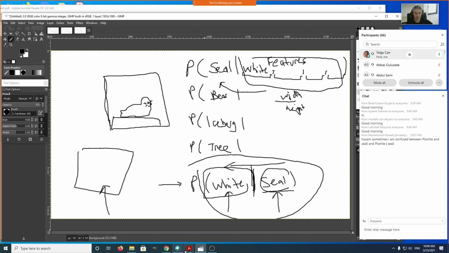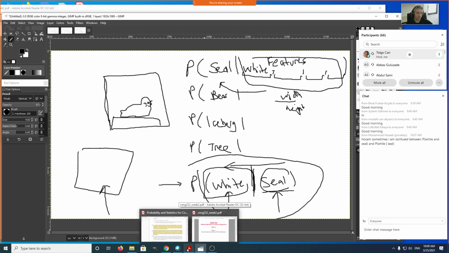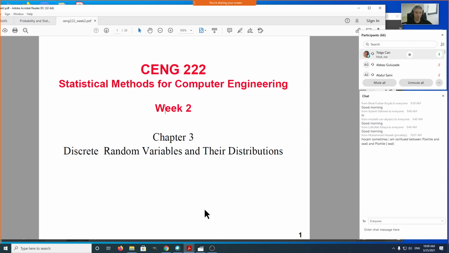Any other questions you may have from chapter 2? Okay, now I'm moving to chapter 3, in which we are going to associate these events. Each outcome is actually going to be associated with a number.